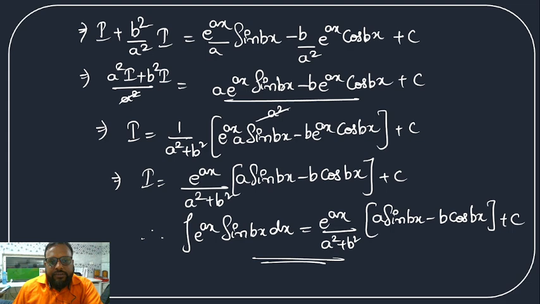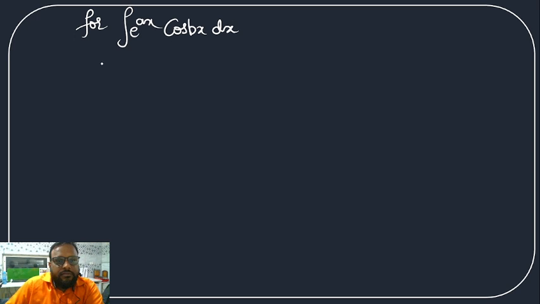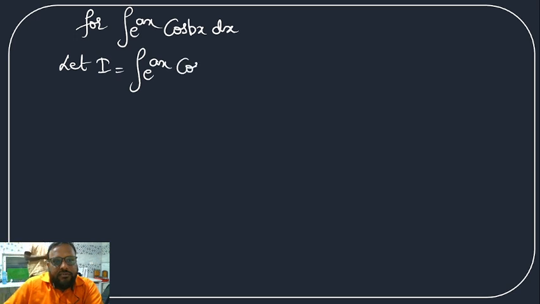So we proved it for integration of e to the power of ax sin bx dx. Now we will go for the next one, that is integration of e to the power of ax cos bx dx. So let I be equal to integration of e to the power of ax cos bx dx.